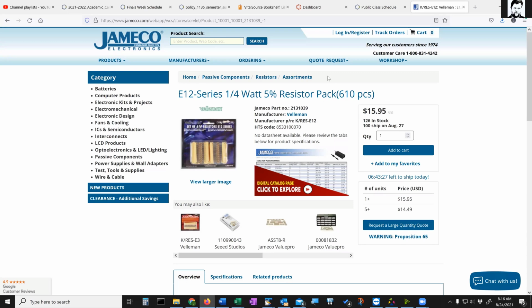This is the resistor kit that I recommend. It's $15 from Jameco. I think they do have it on Amazon as well. This is called the Velleman kit, and this is known as the E12 series kit. E12 means that there are 12 values per decade. Let me pull up a note real quick to write something down.